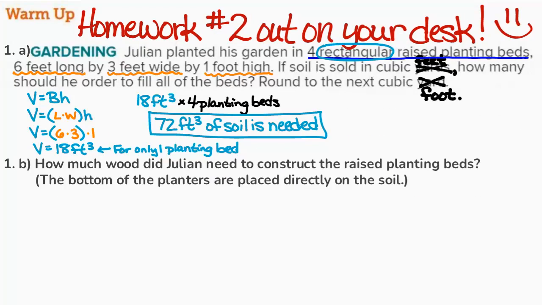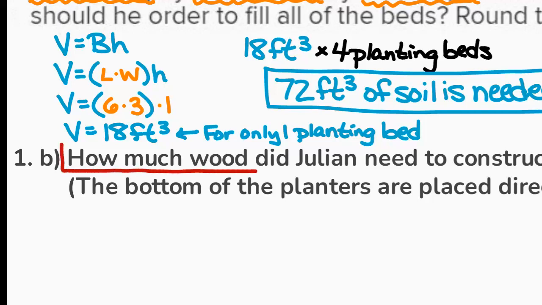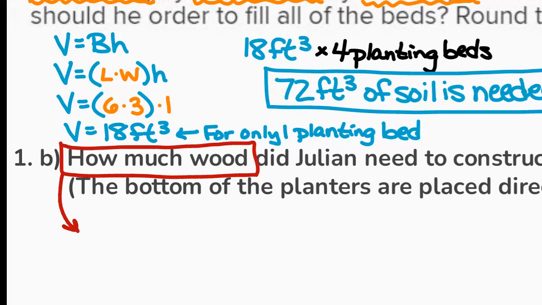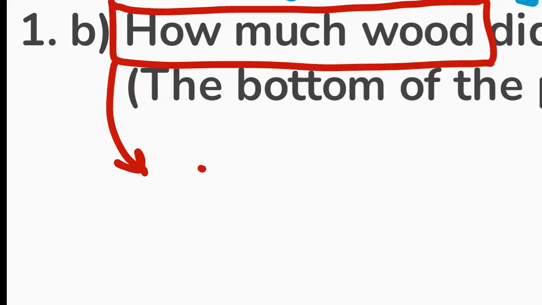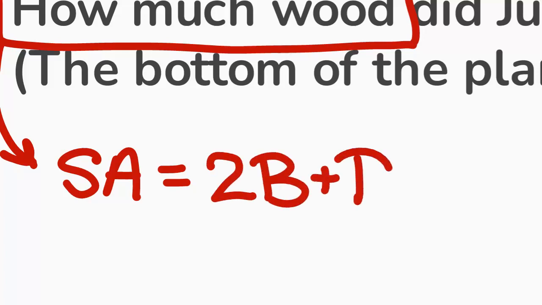Second part of this question, part B, says we want to know how much wood Julia needed to construct these planting beds. Does the wood fill the inside? No. That's what makes up the outside of these planting beds. So are we looking for surface area or volume here? Surface area. To find surface area of a rectangular prism, we do 2 times the area of the base plus the perimeter of the base times the height of the prism.